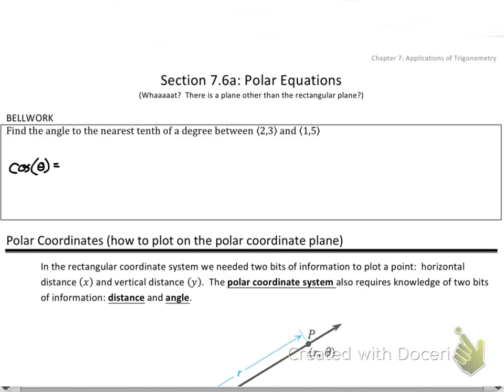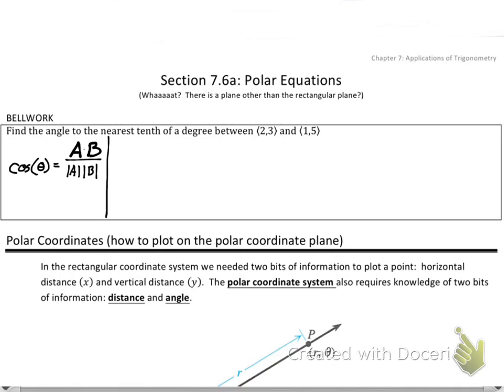And our dot product theorem says that cosine theta equals the dot product of A times B, all over the magnitude of A times the magnitude of B. So that just means I need to find my magnitudes, and then I'm going to use the dot product. Okay, so let's go ahead and find our magnitudes first.